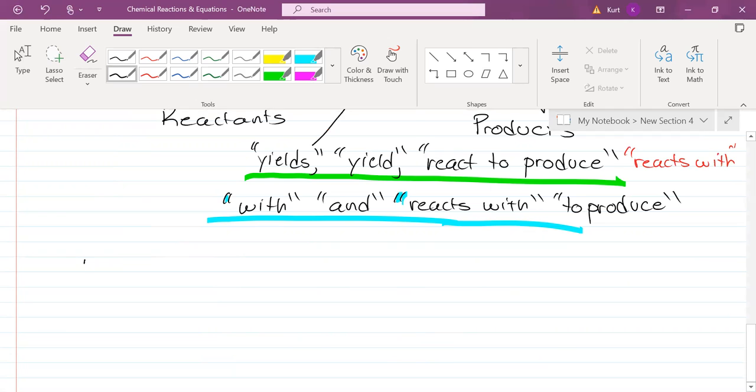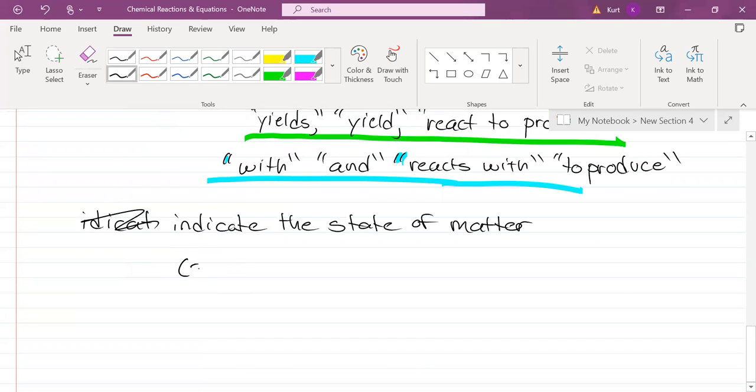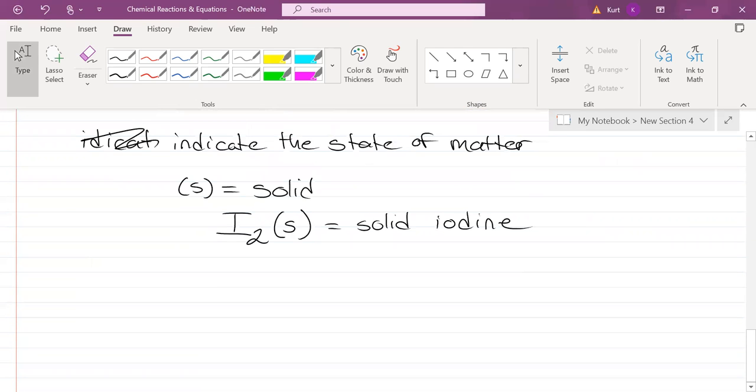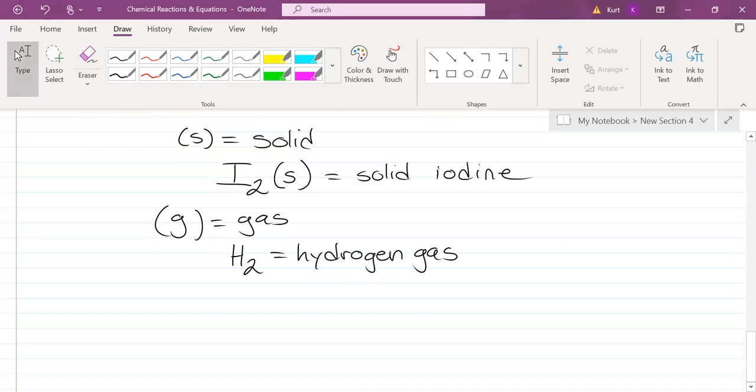Furthermore, you must also indicate the state of matter. When you see a substance end with S, that means solid. For example, this right here means solid iodine. If you see a G, that means gas. For example, this means hydrogen gas.